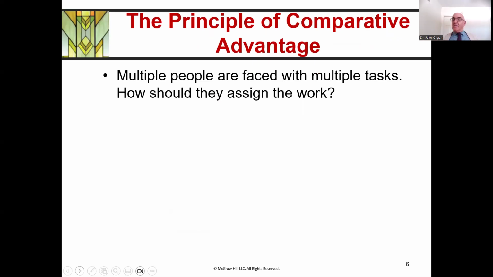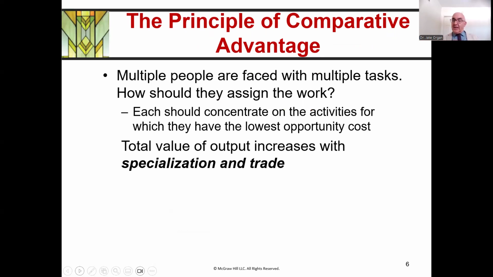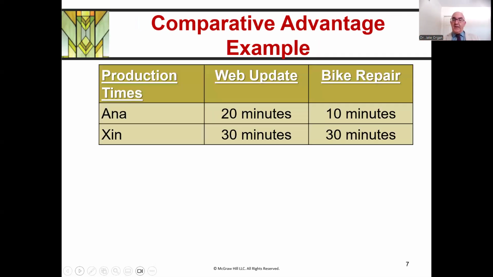Multiple people are faced with multiple tasks. How should they assign the work? Ultimately, we've got to each concentrate on the activities for which they have the lowest opportunity cost. And as we'll see, as everyone concentrates on where they have the lowest opportunity cost, output increases with specialization and trade.